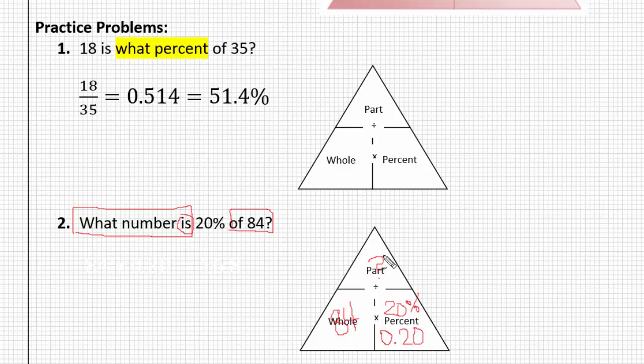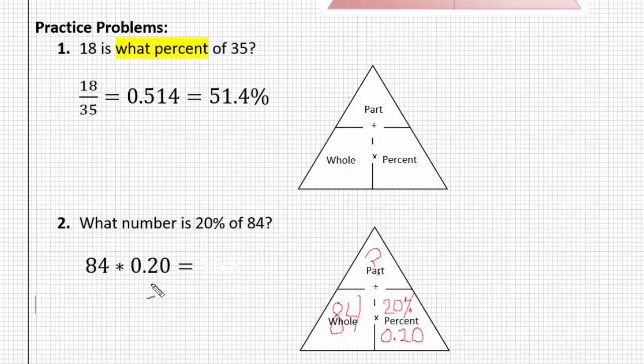Let's check back and compare our work. Here's how I set it up. Do you agree? We took the whole 84 and we're multiplying it by the percent in its decimal form. So if we have it set up correct, what is the answer? What number is 20% of 84? That's right. It would be 16 and 8 tenths. So 16 and 8 tenths is 20% of 84.